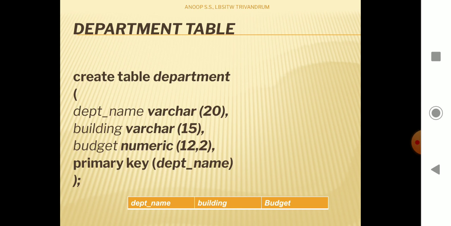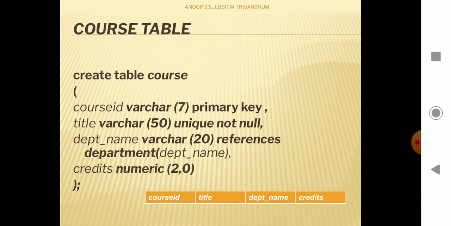Suppose we have a table like this. Its primary key is department name. It has 3 attributes: department name, building, and budget, and the department name is the primary key. And we have another table, course, which contains course ID, title, department name, and credits, where course ID is the primary key and department name is a foreign key which references the department name in the department table.